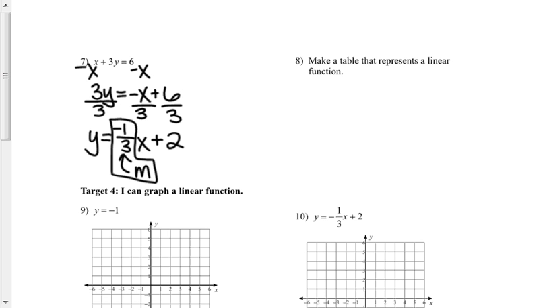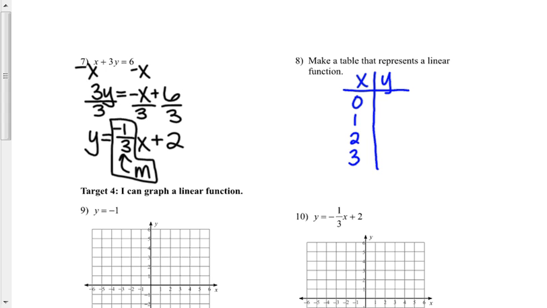And then on number 8, it's asking us to make a table that represents a linear function. So I'm going to go ahead and make a table here. And I'm going to choose x values that are really easy. Make sure that x values you pick, because there's lots of answers here, should be right next to each other. They should be consecutive. So I chose 0, 1, 2, 3 just to make it easy on myself. You just don't want to do something like 0, 1, 3, 4, skipping the 2. Just be careful on that if you're making your own table.